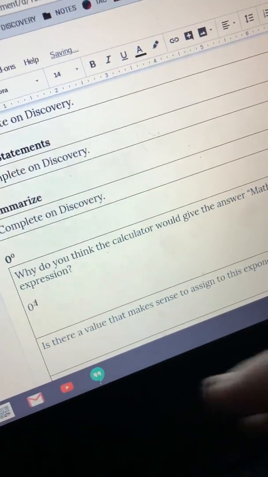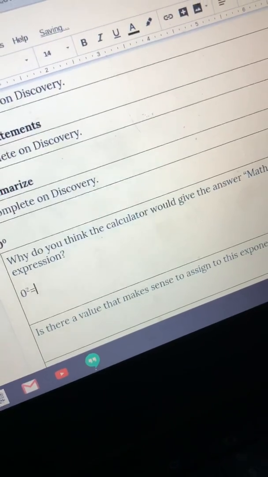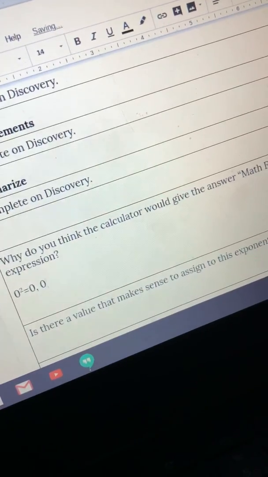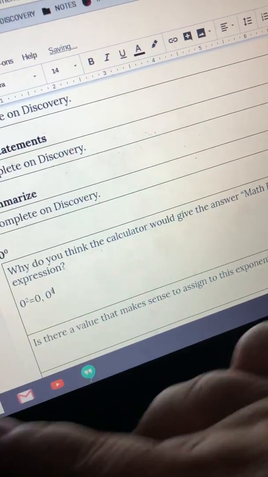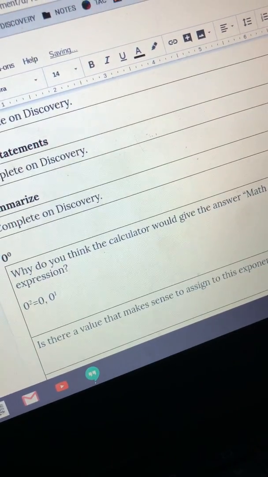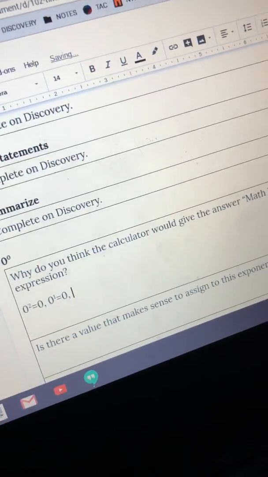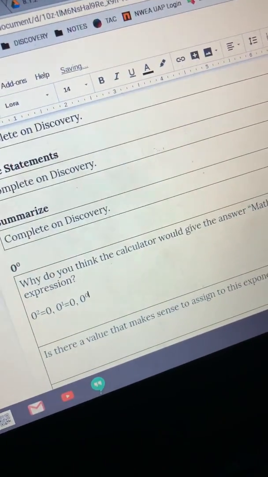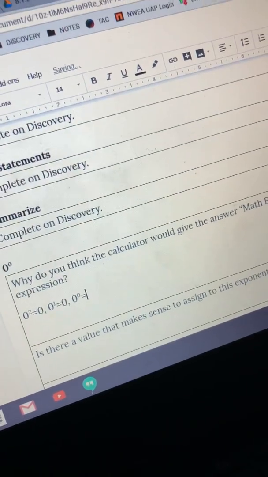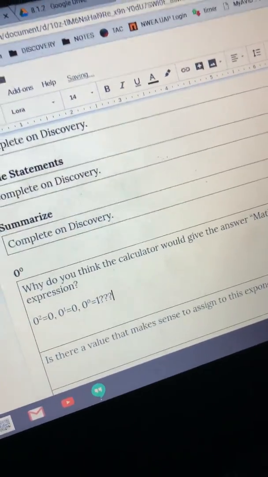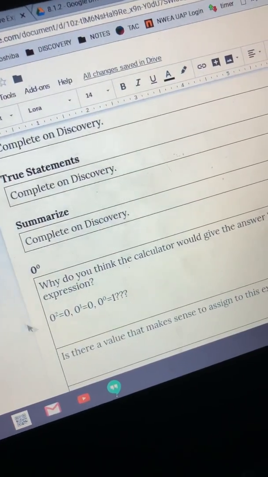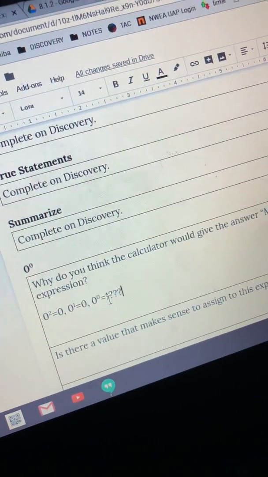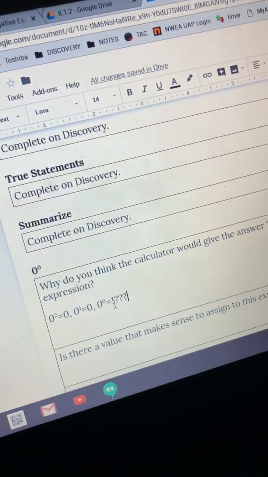0 to the second equals 0. 0 to the first equals 0. So can 0 to the 0 power equal 1? It cannot equal 1. They could only equal 0. So actually 0 to the 0 power doesn't exist.